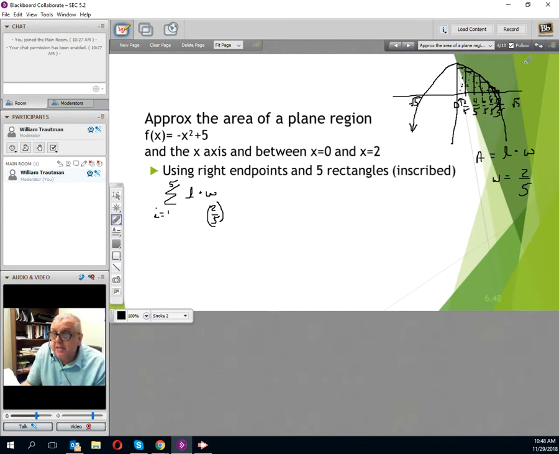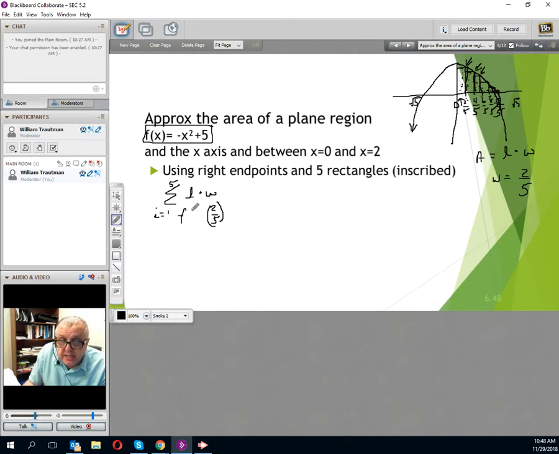So I need to find how high each rectangle goes. Do you see at each point, how high does this rectangle go? How high does this one go? And how high does this one go? I know the x value for each of those rectangles. The x value is 2/5, 4/5, 6/5, 8/5, 10/5. So if I plug the x value into the function, I'll know the y value. So that's what we're going to do.